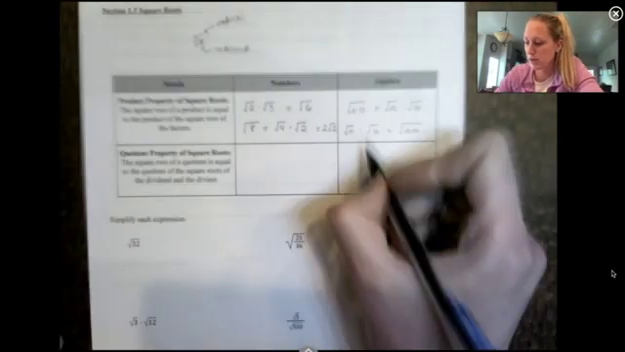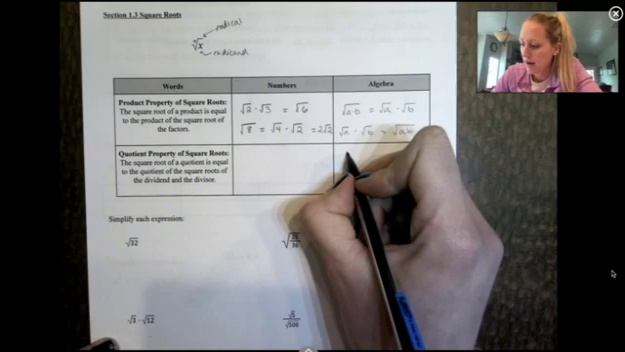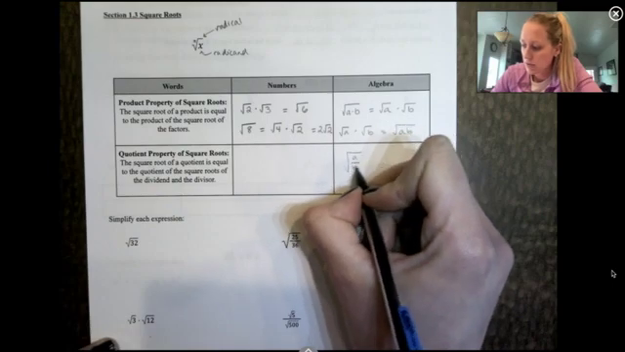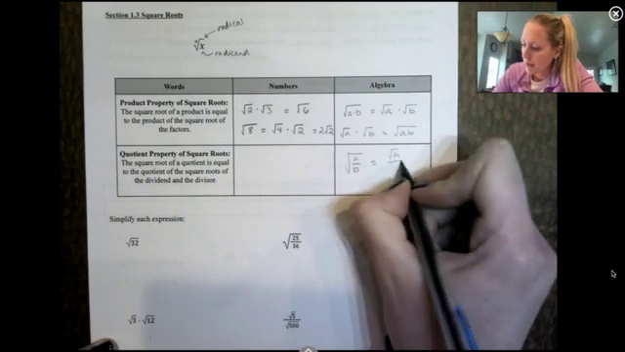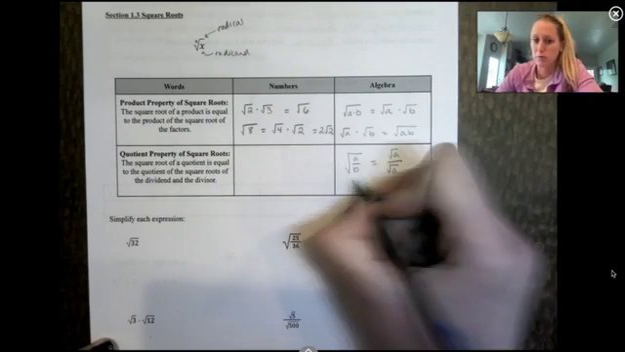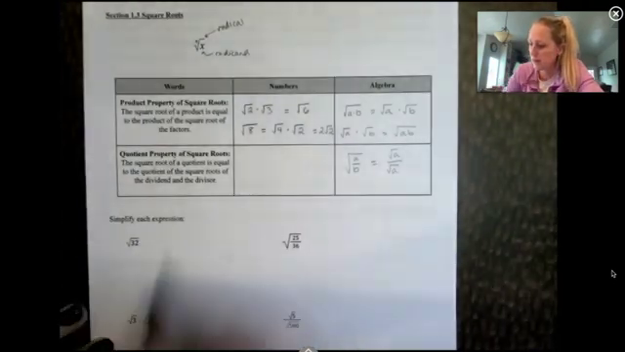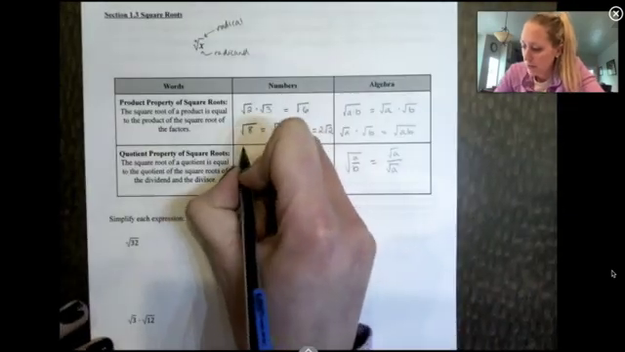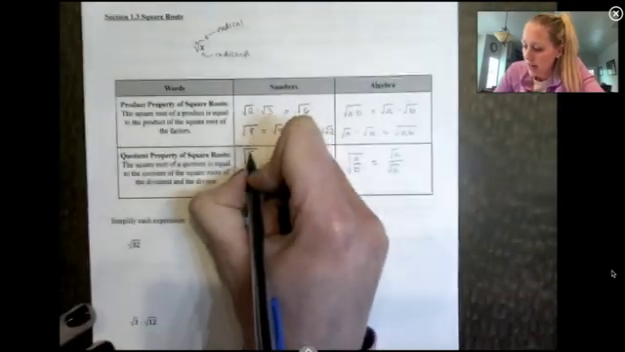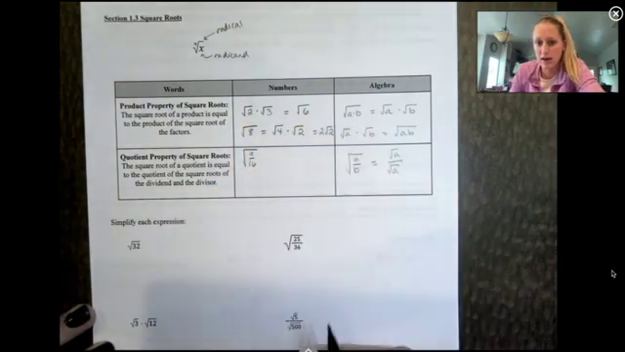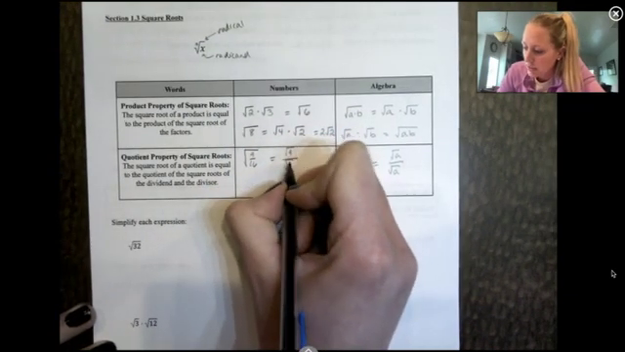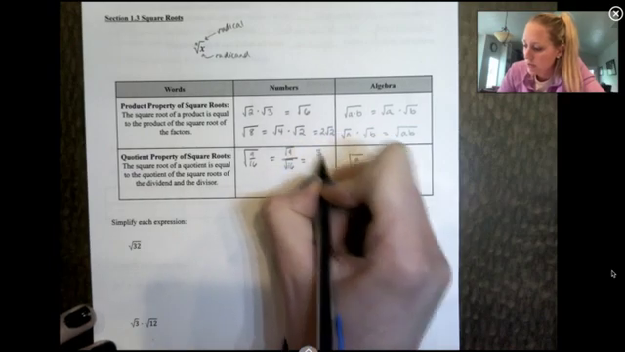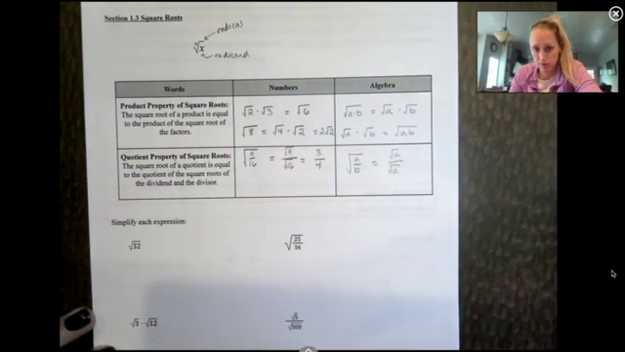Quotients are very similar. So again, I'm going to start with the algebra. If I have the quotient, which means division of a fraction, I can separate that into two separate square roots. And again, this works both ways. Okay, so for example, if I have the square root of 9/16, I can separate that into the square root of 9 over the square root of 16, which square root of 9 is 3, square root of 16 is 4.